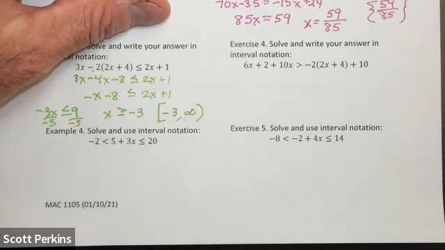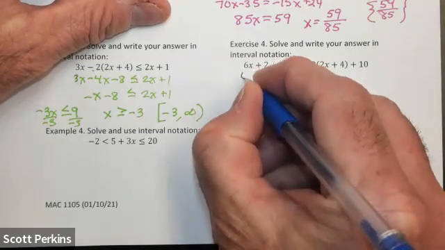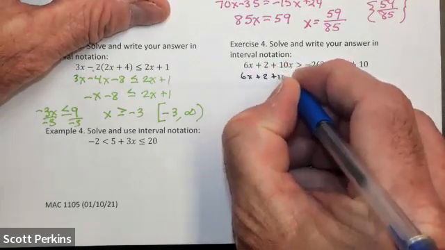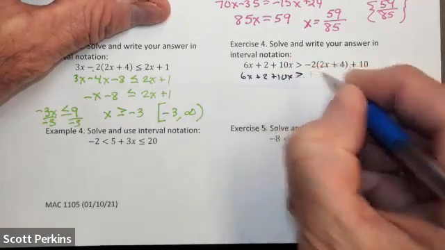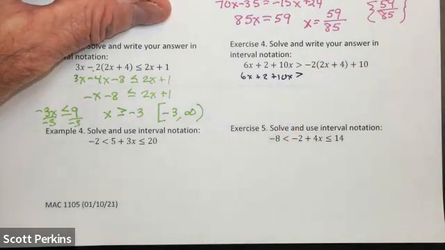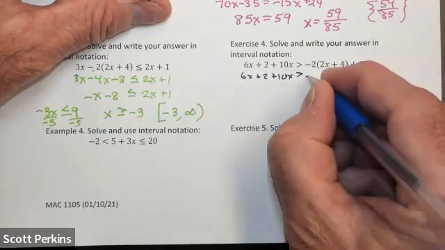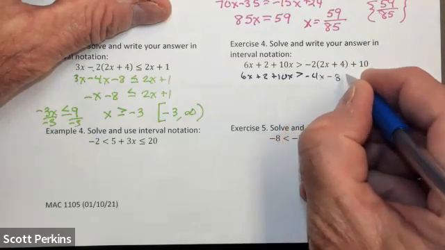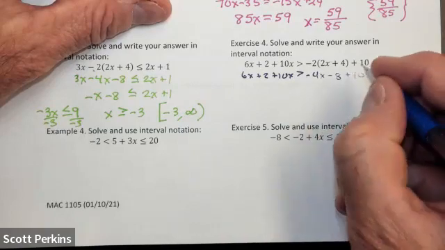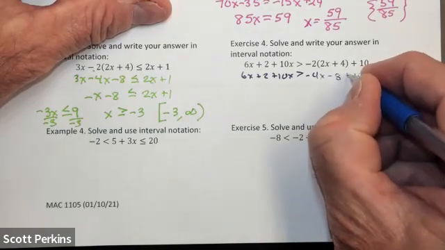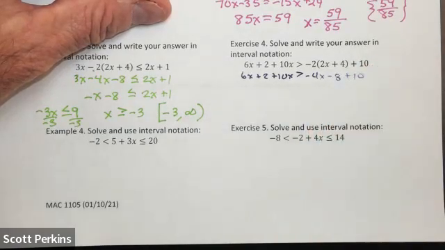So first thing we're going to do is distribute. So 6x plus 2 plus 10x. If you collected some like terms there, that's totally fine, but I'm just doing one thing at a time. So when I distribute, I have negative 4x minus 8 plus 10. Now I'm going to go ahead and collect those like terms.